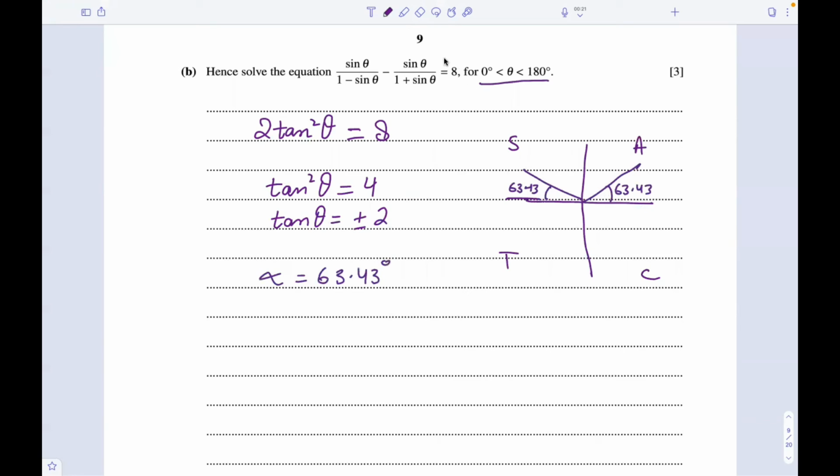So the first angle would be 63.43. So theta would become 63.43. We always measure our theta from the positive x-axis in an anti-clockwise direction. So this is 63.43, and the second angle would become 180 minus 63.43. So the final answer would become 63.4, and 180 minus 63.43, which is 116.6.